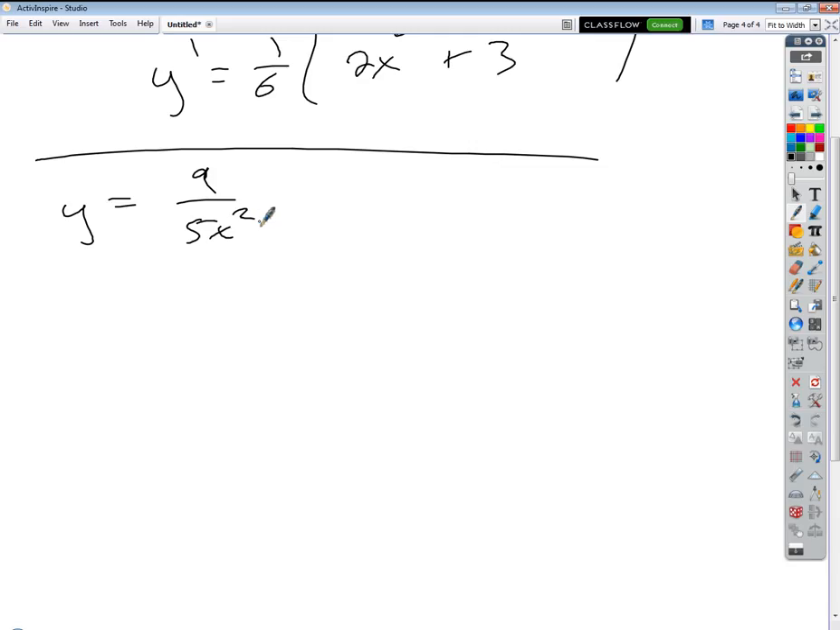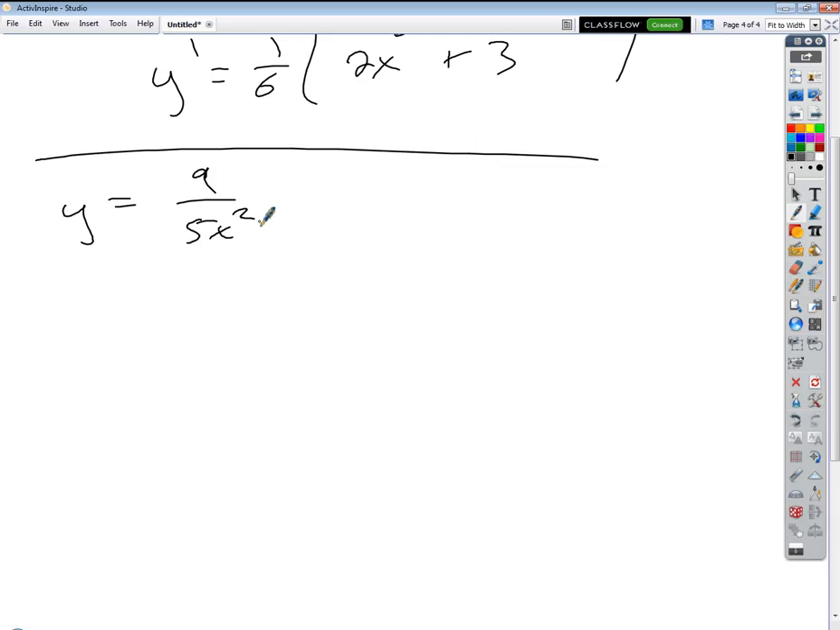Quotient rule, yes or no? Yes. Looks like a quotient. But the answer is no. In fact, this is a common one. People make this mistake sometimes. There's no need for the quotient rule, because the quotient rule applies when you have a quotient of functions. Is the top a function? No, it's not.